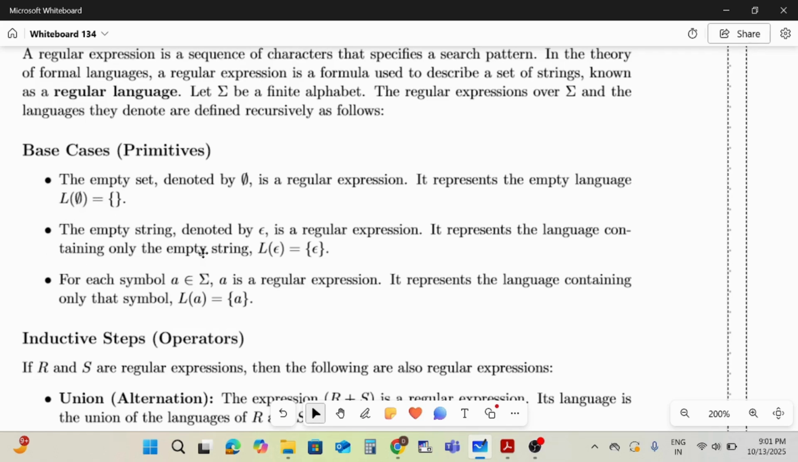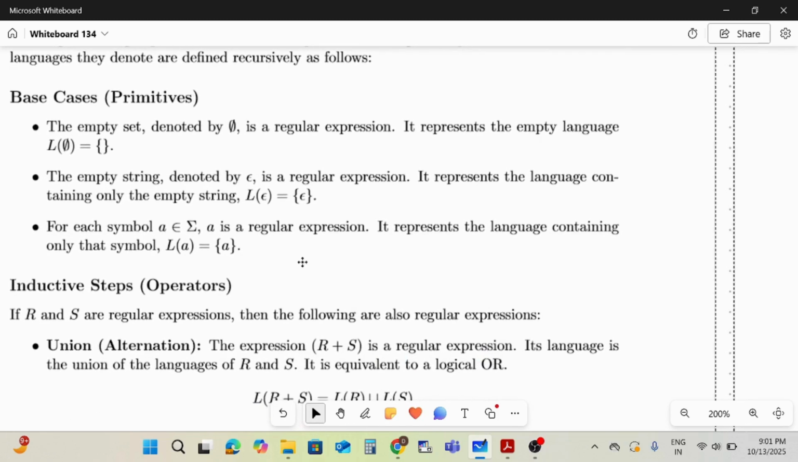An empty string, denoted by epsilon, is a regular expression. It represents a language containing only the empty string. For each A belonging to sigma, A is a regular expression. It represents the language containing only the symbol A.